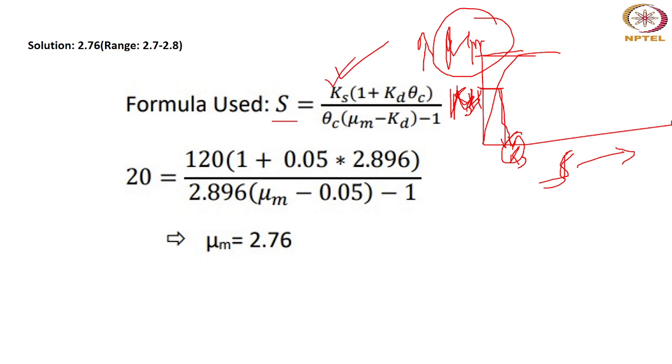So Ks is already given as 120. All the other values you know, like Kd 0.05. Then theta c already calculated as 2.896. Then mu m, that's what we want to calculate. S was prescribed from the PCB as 20 mg per liter, and we are getting this mu m as 2.76.